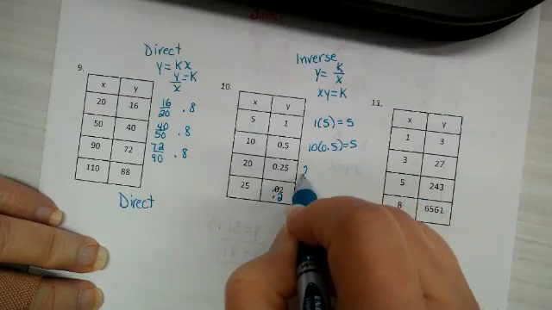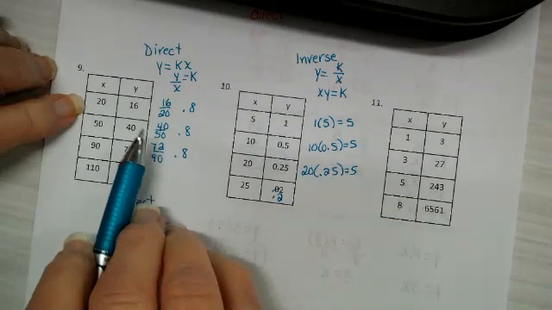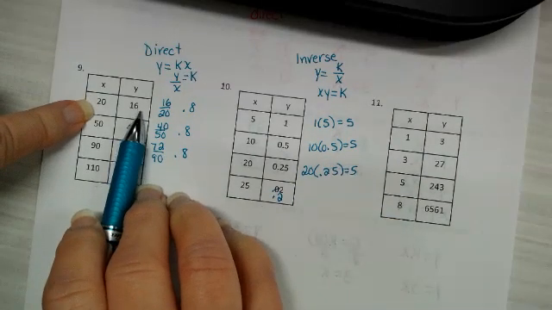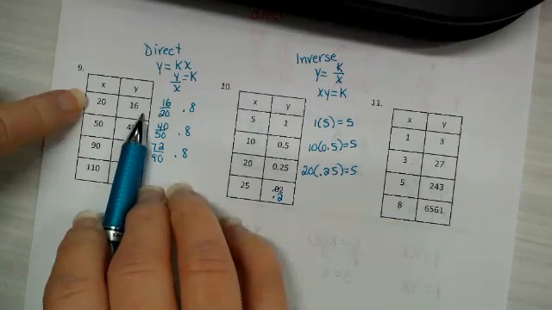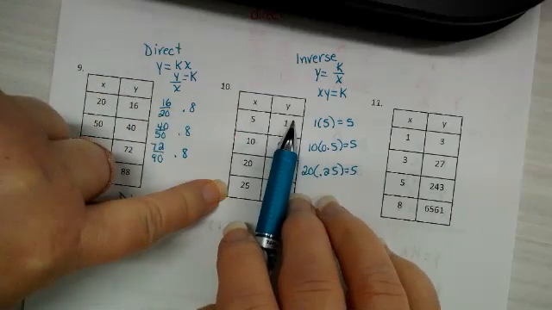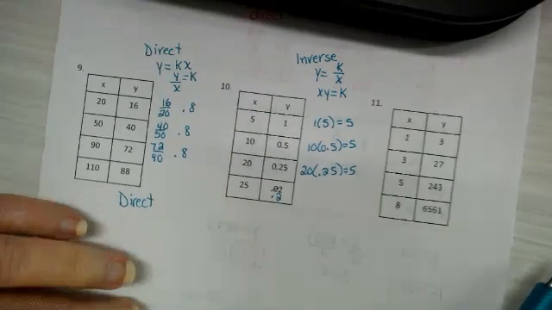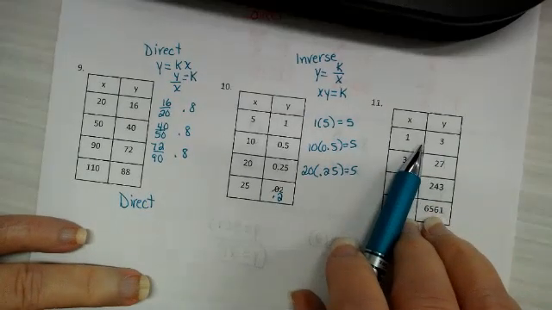So remember, in direct variation, if x gets bigger, y gets bigger. So notice they're both getting bigger. Notice on inverse, x is getting bigger, but y was getting smaller. That's inverse variation. Now let's check this one.